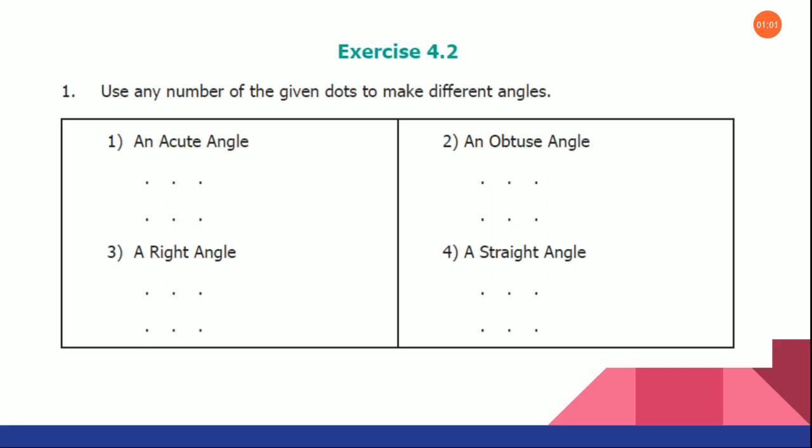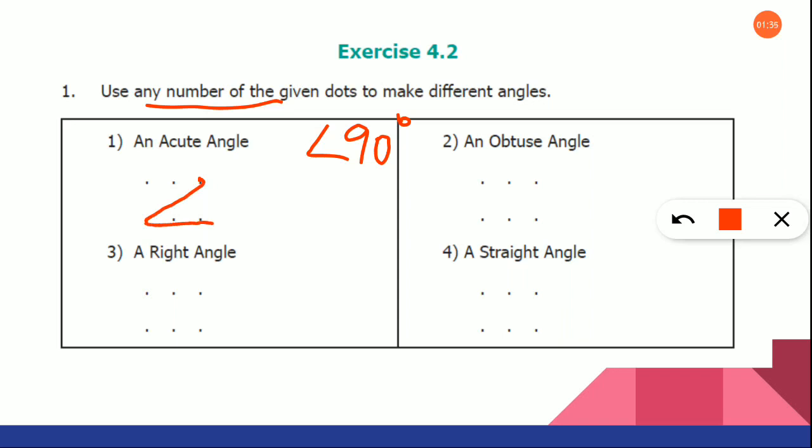Look at exercise 4.2. First sum. Use any number of the given dots to make different angles. And the first one is, they are giving you 6 dots and asking you to make a acute angle. What is the acute angle? It means it is lesser than 90 degrees. Very good. Those who all can remember, it's very good. Now, to mark this, you can use any number of points. They are asking you any number of given dots can be used, okay? So, you can draw like this and say it is a acute angle.